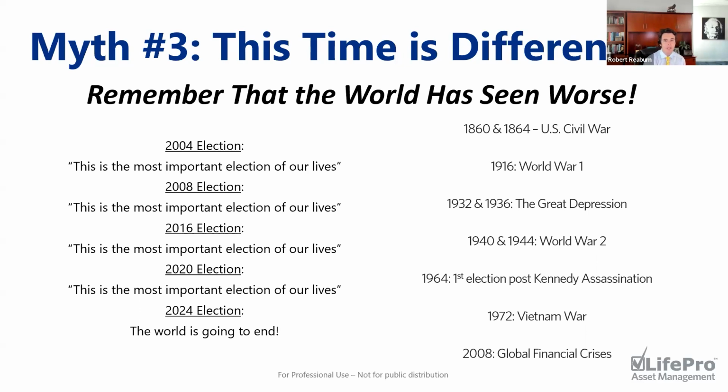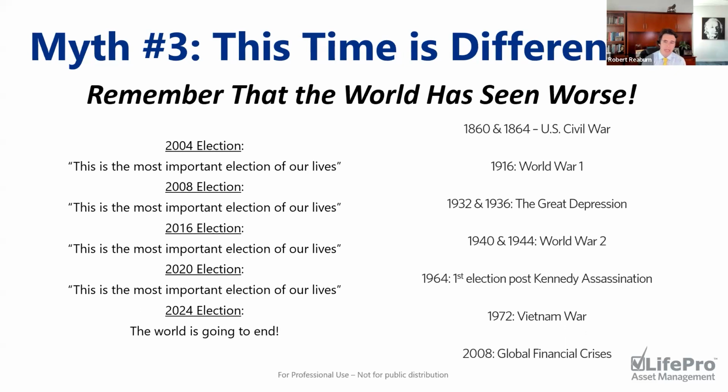In 1932 and 1936, we went through the Great Depression, which had 20% plus unemployment for a very prolonged period of time, and where we really did see a massive decline in the standard of living across the US. 1940, 1944, World War II, war with the Nazis. Again, these are events that, in my opinion at least, far outweigh some of the challenges that we're seeing today.